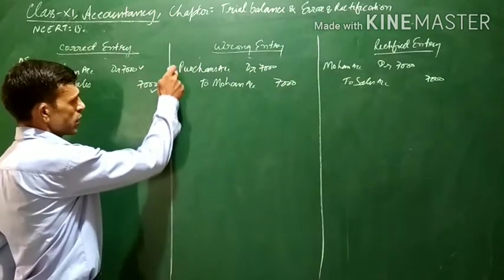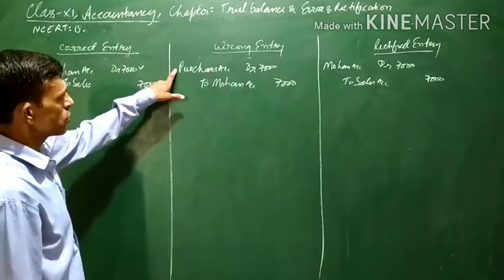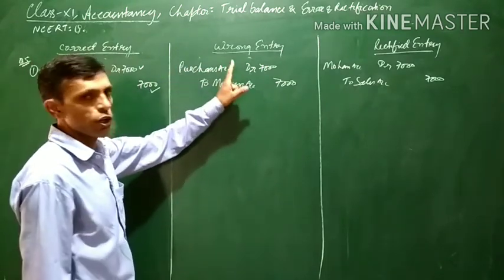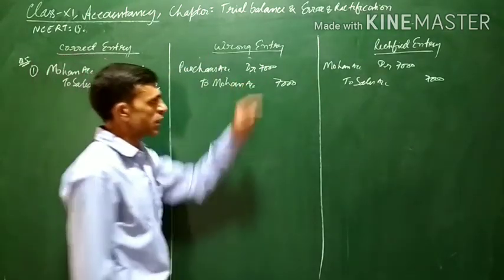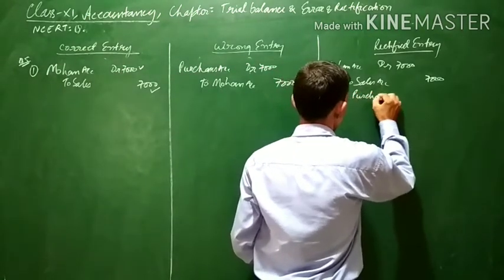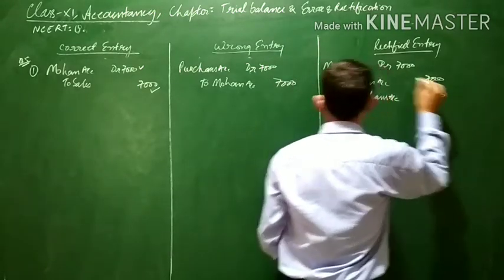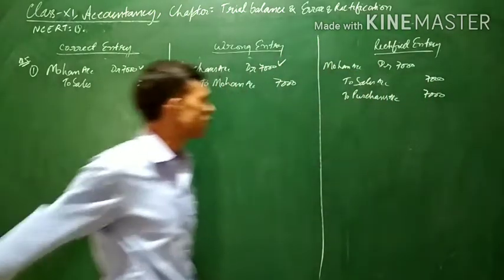This is the wrong entry. This also we have to cancel. Purchase was wrongly debited, so in order to cancel this, purchase will be credited. So we will write here, to purchases account, 7,000. Now this has been also done.